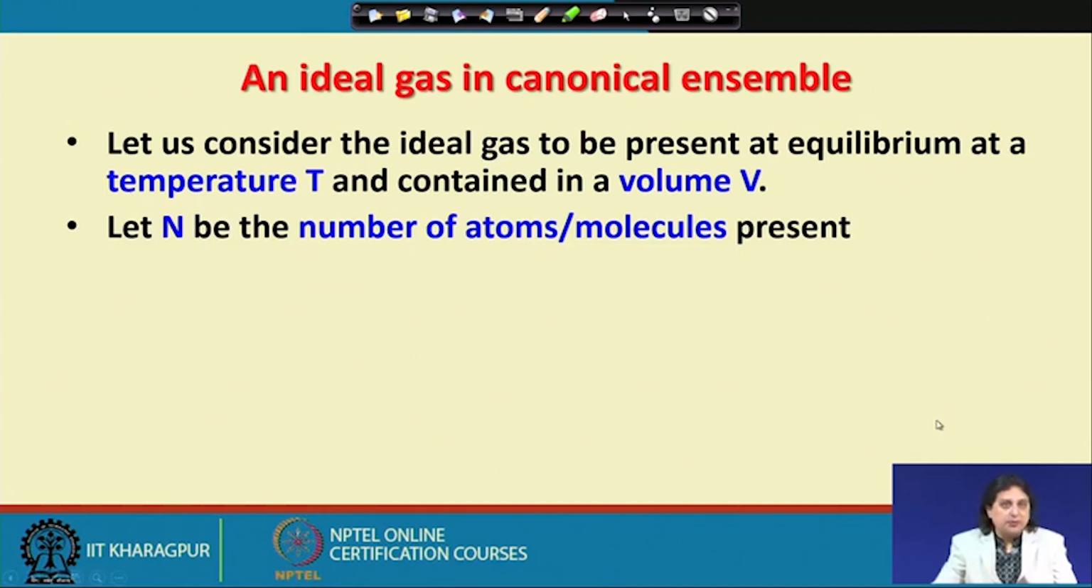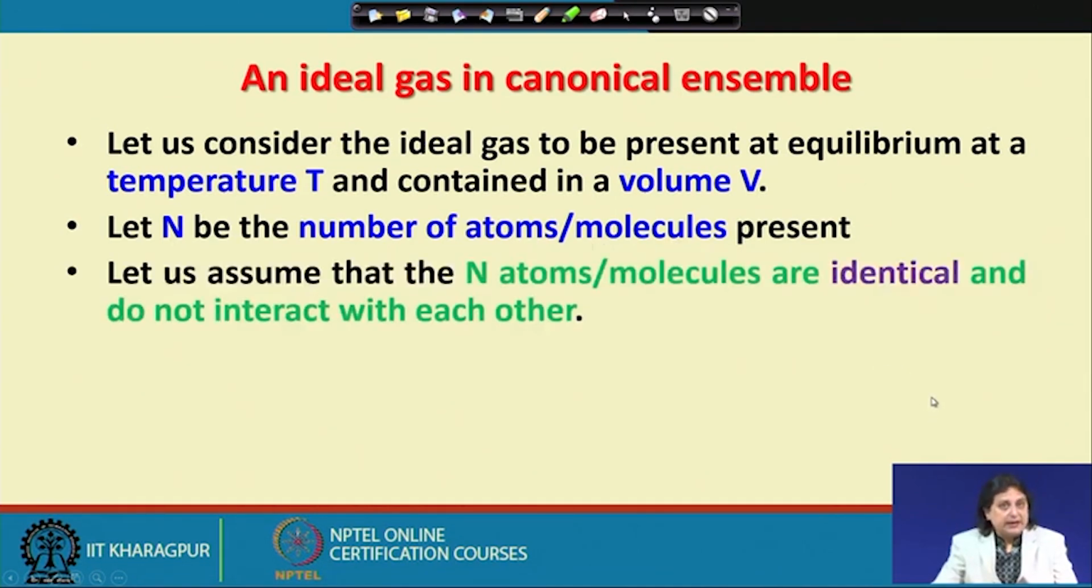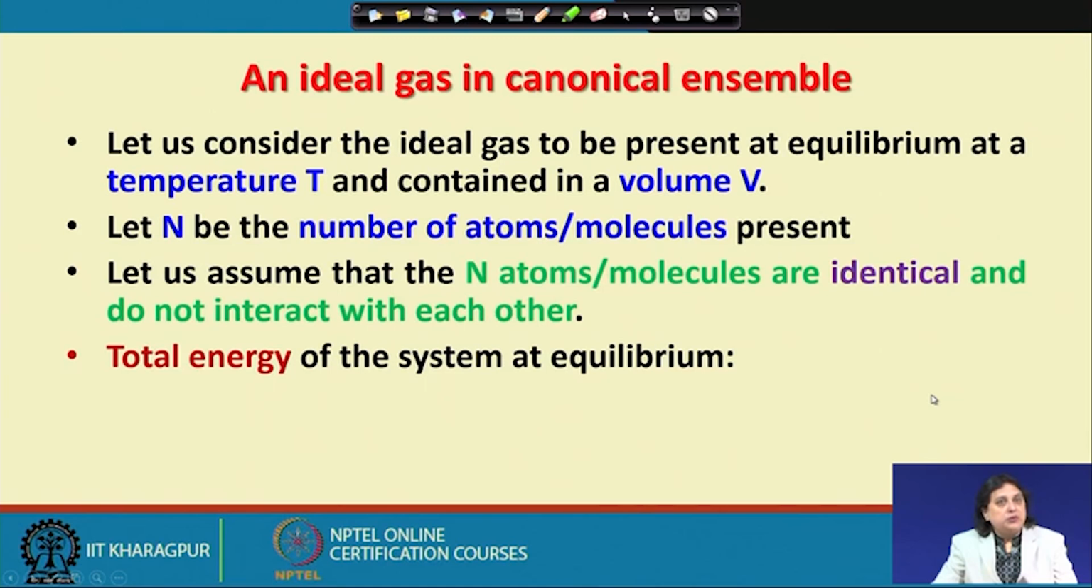So, if I am talking about a diatomic ideal gas, I will have capital N number of molecules present in the system. Now, let us assume that these molecules are identical and they do not interact with each other. And then we would say that the total energy of the system at equilibrium is comprised of all the individual energies of the molecules present in the system, and this is possible to write so simply because there is no interaction between the different molecules.